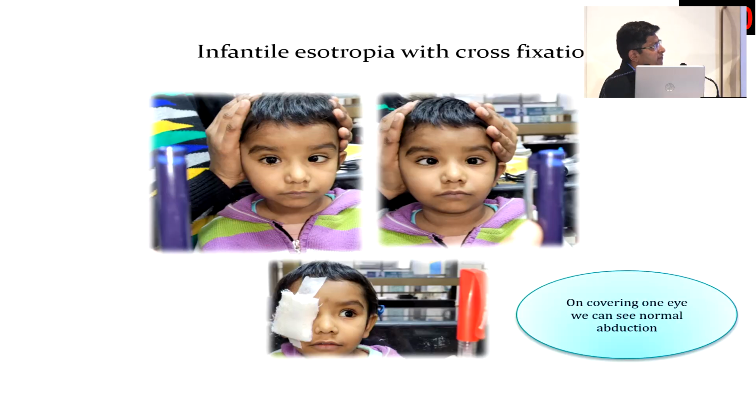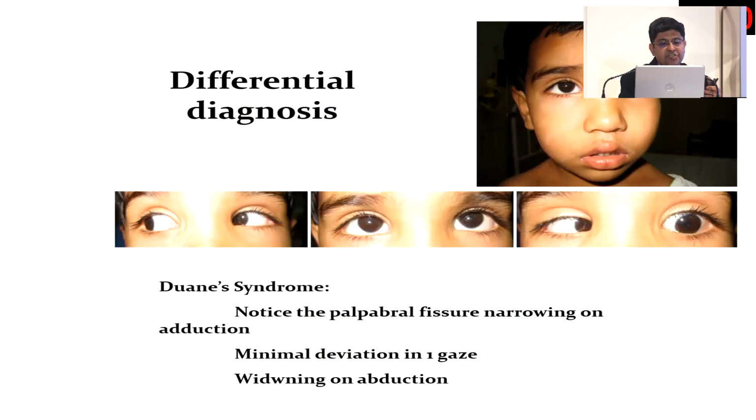Just to run through a few of the differentials, of course, this child would not complain of diplopia, but this was sent as bilateral sixth nerve palsy. Please remember, you need to patch one eye, just to make sure that it's not a palsy. So this was just a cross fixation, very commonly seen in infantile esotropia. Just as a differential, before you start worrying, congenital bilateral sixth nerve palsy is not a common thing to see, because the two sixth nerve nuclei are not going to develop abnormally without any other insult. But of course, exceptions are there.